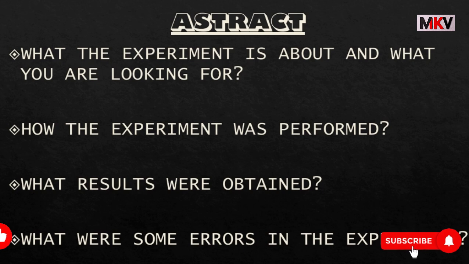The abstract is about your experiment, the work you did, what you are looking for, what the experiment is about. That's the abstract. So you give a summary of that. So the concept of the work, what you are looking for in the experiment, it should be stated in the abstract. Secondly, how the experiment was performed. So a summary of your method should be in your abstract.